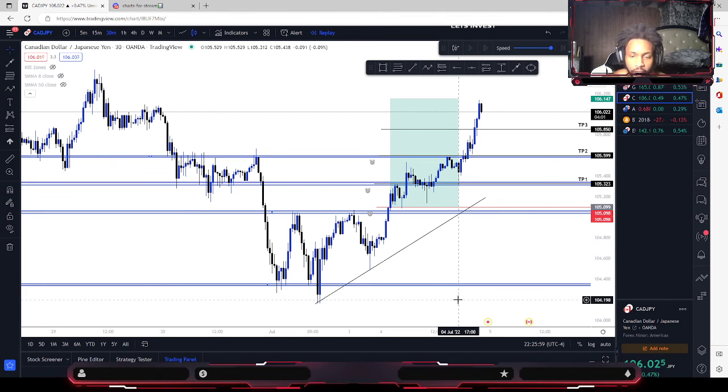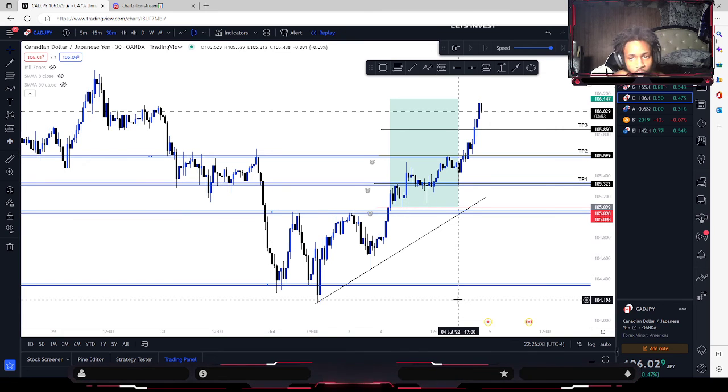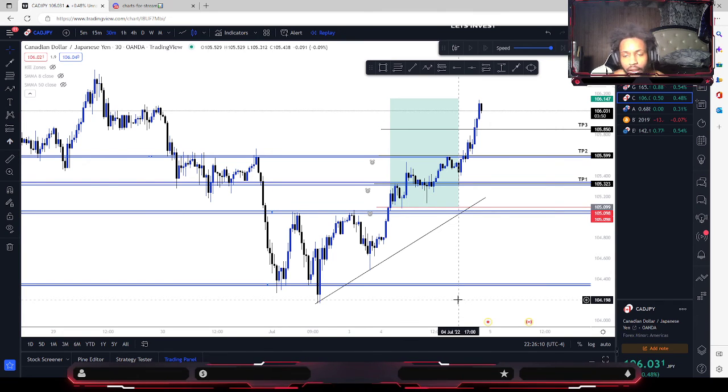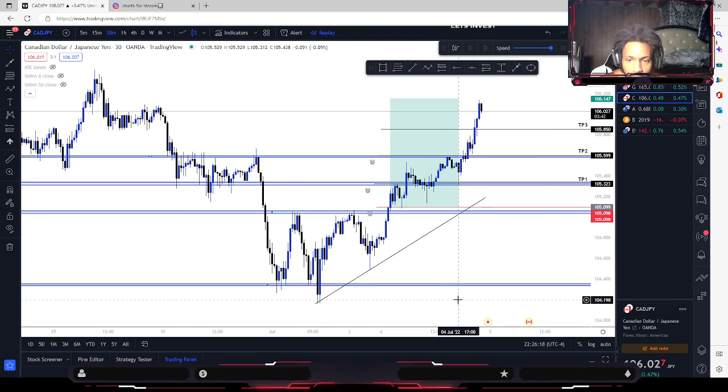So if it breaks this low here, I'm closing 50% in drawdown. If it comes back to my entry, I'm closing half. Once my TP1 gets hit, I bring it down to break even. TP2 gets hit, close 50%. TP3 gets hit, close 90%, leave a runner. Just like I have a plan to enter the market, I have a plan to exit the market as well. That way, I'm prepared for whatever the market may show.